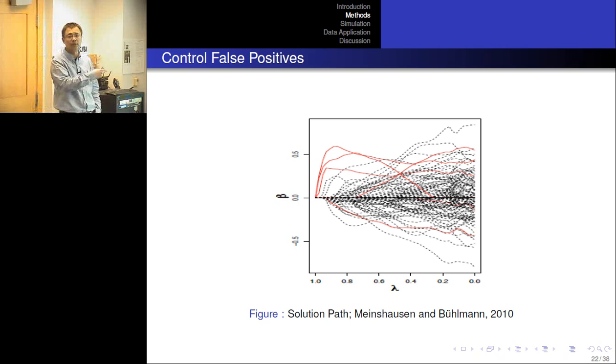It's based on a simulation data set. The red curve is the true signal. We know they are truly correlated with the outcome. And the black dashed curves are noise variables. We know they have no relationship with the outcome.